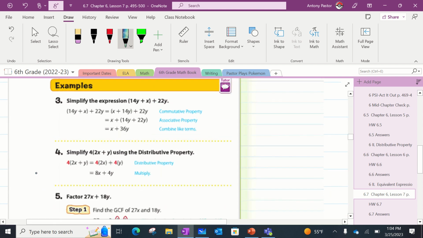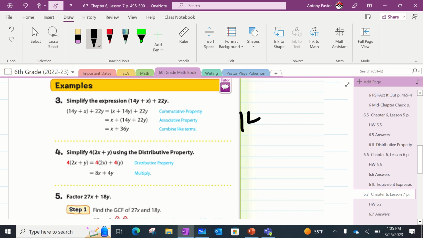So they want us to simplify the expression 14y plus x plus 22y. Now, here's the deal. I understand the parentheses are here, and we have to do what's in parentheses first. In this case, since it's all addition, we technically don't need to follow the rule of the parentheses because of the commutative property. The order in which it gets added doesn't matter. And I know there's 3 different terms, so technically associative property. So even though the parentheses are there, because we're adding everything, it doesn't matter.